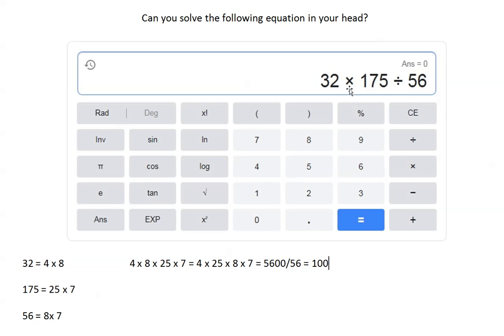So as long as you remember to factorize, you'll be able to do these types of problems quite easily. I find it's a good idea to always look for 4 and 25 in these types of problems, because then you can make it a nice round number of 100.